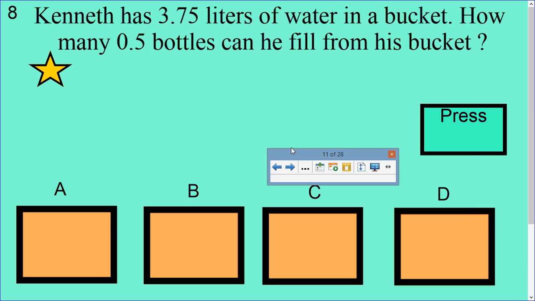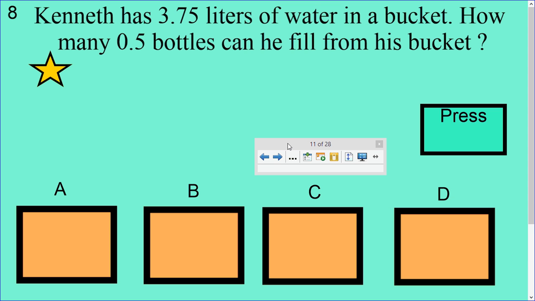All right, here's another question. Kenneth had 3.75 liters of water in a bucket. How many 0.5 or half bottles, and I assume they're liters, can he fill from his bucket?